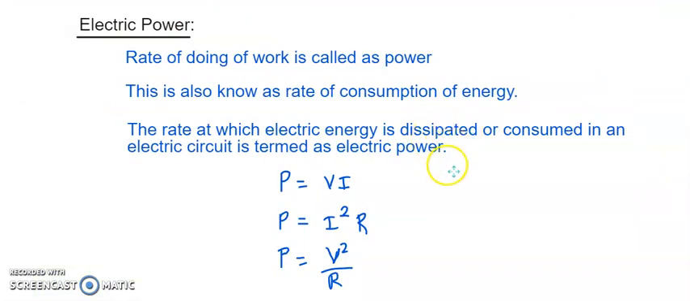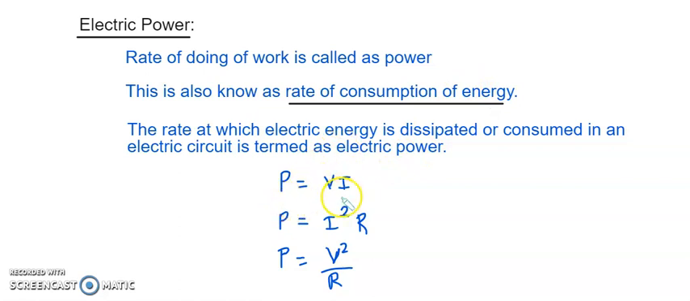Electric power. What is electric power? Power means rate of doing work. Electric power means again the same definition. When electrical work is done, the amount of work done by an electric circuit in pushing the electrons across the circuit is called electric power. The rate of doing work in general means power. But the rate of consumption or usage of the energy released by the electrical appliances or the electric circuit is called electric power.